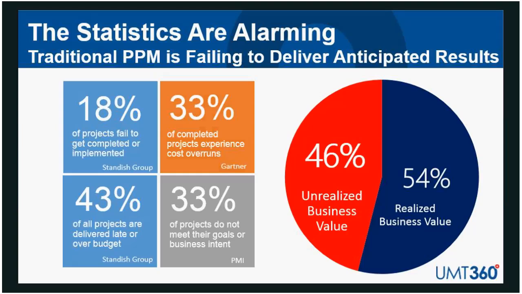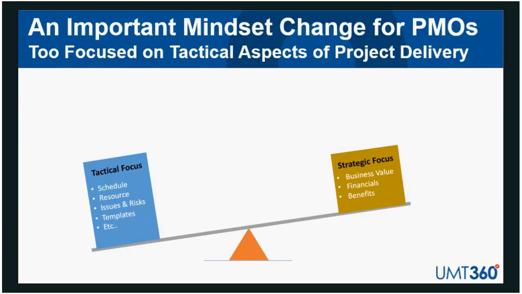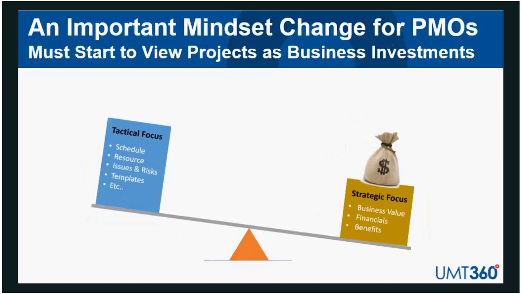Now, why could this be? Well, there's an important way in which many project management offices think about success, or what they call a success in project management. Typically, many of them are focusing on the traditional aspects like schedule, resource management, time sheeting, managing risks and issues. But they're forgetting a very important aspect: determining the business value and the financial benefit that the project will bring to the organization.